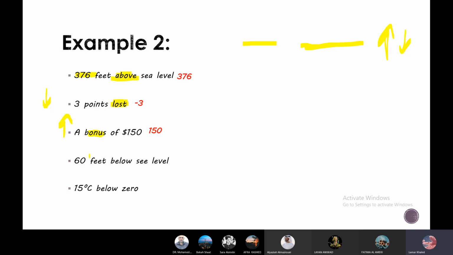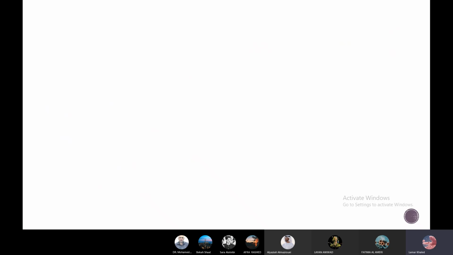How about 60 feet below sea level? Is it negative, -60? Yes, thank you very much. I'm sorry, it's here 60. How about 15 Celsius below 0? The answer will be negative or positive? Negative. Thank you very much.